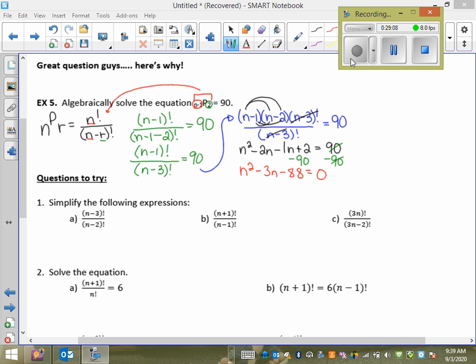So the biggest thing you guys are going to have to remember is that you have to get it equal to 0. Because people are going to try and factor n squared minus 3n plus 2 without moving that 90 over. It has to get equal to 0, right? Then it's going to be what times what equals negative 88. What plus what equals negative 3. And it will be negative 11 positive 8.